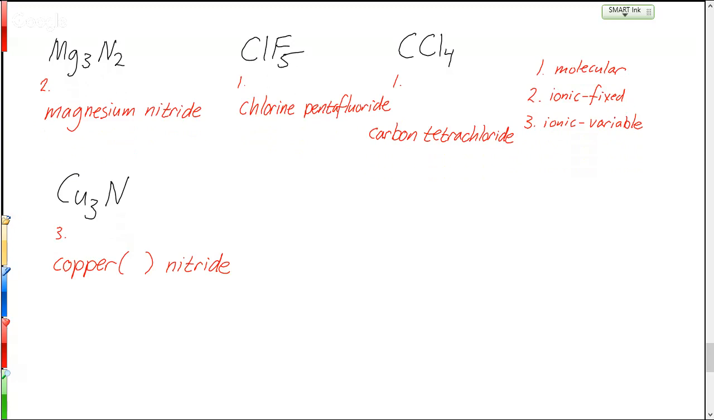So we list the atoms that are in the formula. 3 coppers, copper, copper, copper, and 1 nitrogen. We look up at the periodic table. Nitrogen has 5 valence electrons, so it wants to gain 3 more to get to 8. So that's a 3 minus or minus 3 charge. And then what does each copper have to balance that out? +1, yeah. So plus, plus, plus. And that tells us that a 1 goes in the parentheses because it's copper(I) nitride. They need a copper with a +1 charge.